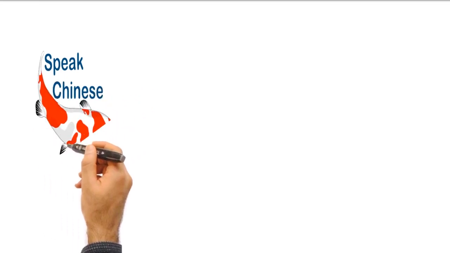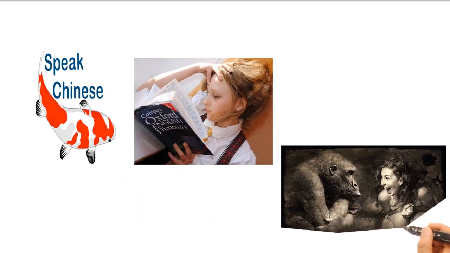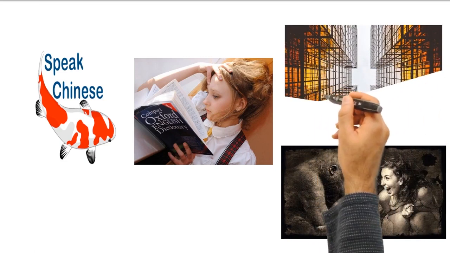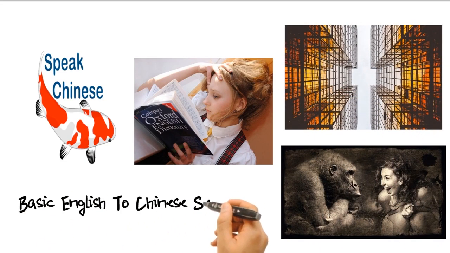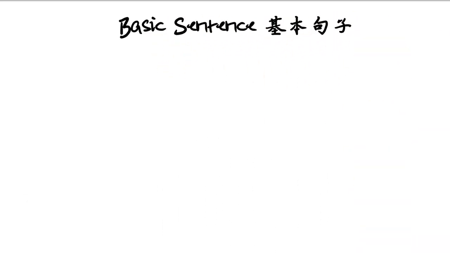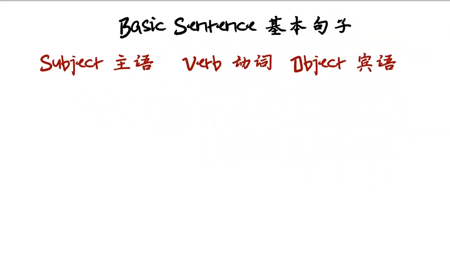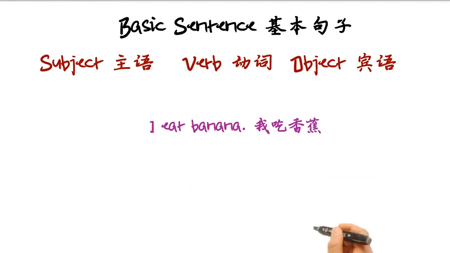In this video, we will be learning the basic method of forming sentences in the Chinese language. We can use our understanding of the structure of the English language to form a Chinese sentence. A basic sentence consists of three parts: subject, verb, object. For example, I eat banana.